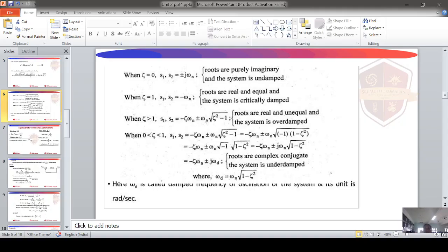For an undamped system, the roots are purely imaginary. For a critically damped system, the roots are real and equal. For an overdamped system, the roots are real and unequal. These parameters help evaluate the system performance.